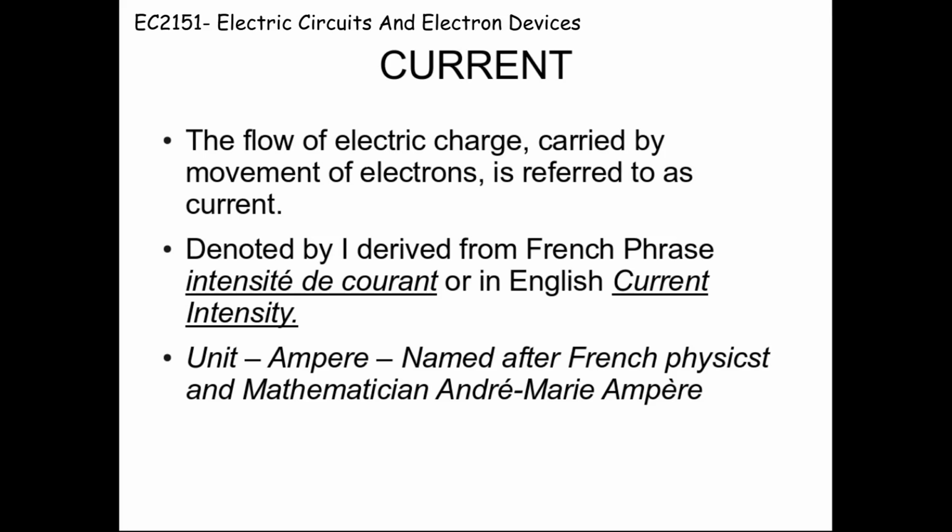The first term we are going to see is current. Current is defined as the flow of electric charge carried by movement of electrons, and it is denoted by the letter capital I, derived from the French phrase intensité de courant, or in English we call it current intensity. The unit of current is ampere, named after French physicist and mathematician André-Marie Ampère.